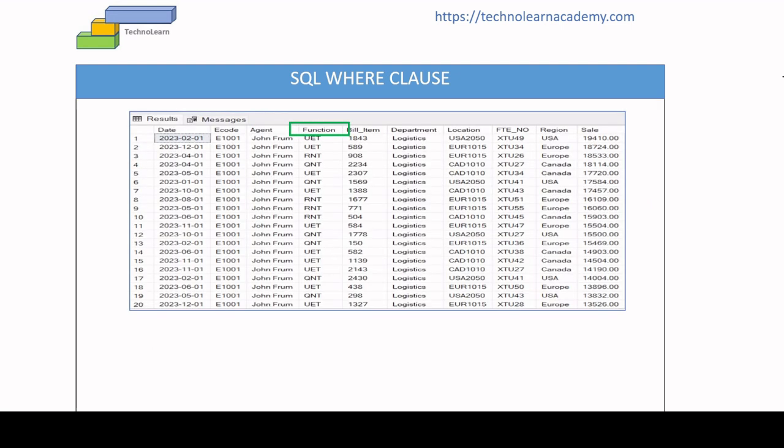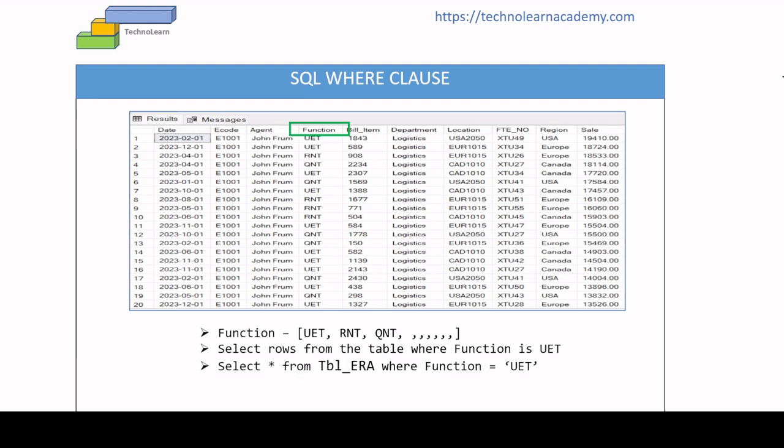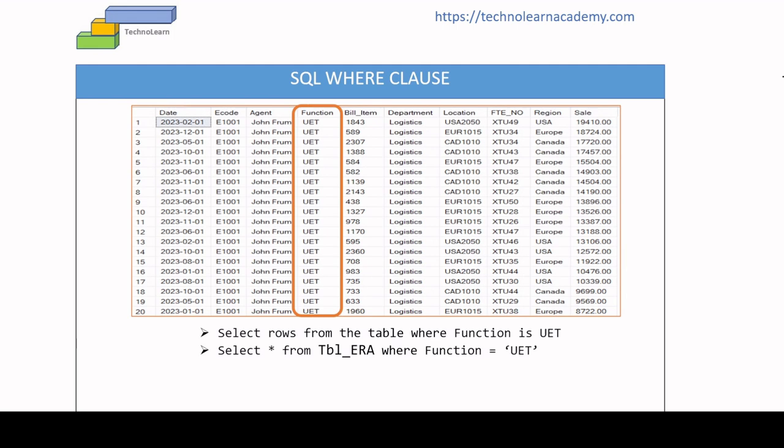Let's understand the WHERE clause with the help of the given table. In this table, we can see that we have one column named function, and within the function column, we have multiple values. We want to retrieve records from the table where the function value is UAT. In order to retrieve this data, we have to write the statement: select asterisk from table name where function is UAT. This statement will include only those records where the function name is UAT, and this is how our data set will look.